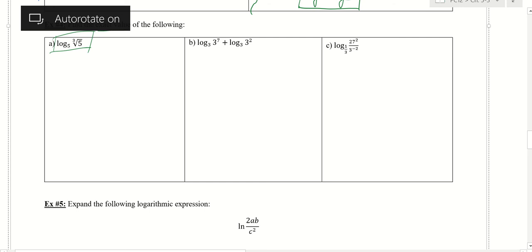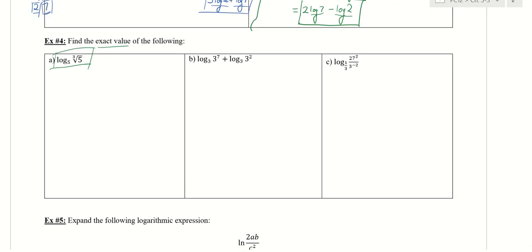Okay, so let's try out this example. Again, we're going to be using our powers of being able to express logarithmic expressions differently in order to achieve a specific purpose, which is to find the exact value of something that looks initially pretty complicated.